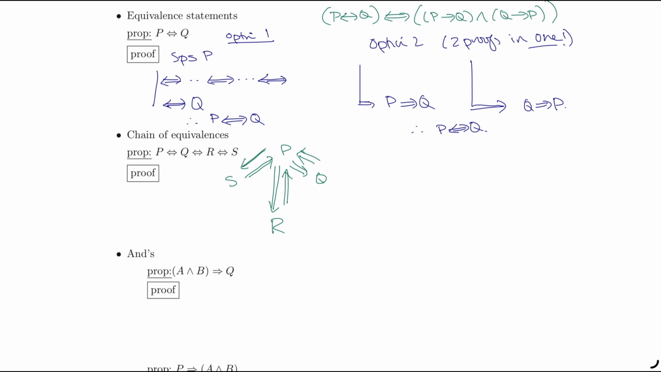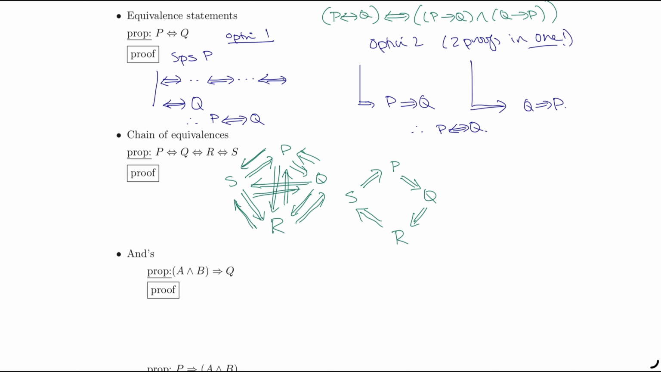But I would also need to show that Q is equivalent to R, another two proofs, and Q is equivalent to S, another two proofs, and R is equivalent to S, right? And again, another two proofs. So this could be as many as 2, 4, 6, 8, 10, 12 proofs here to show this chain of equivalences. But do not worry, it is not that bad. Really, all we have to do is show that one implies the other. P implies Q, Q implies R, R implies S, and you do have to close the loop.